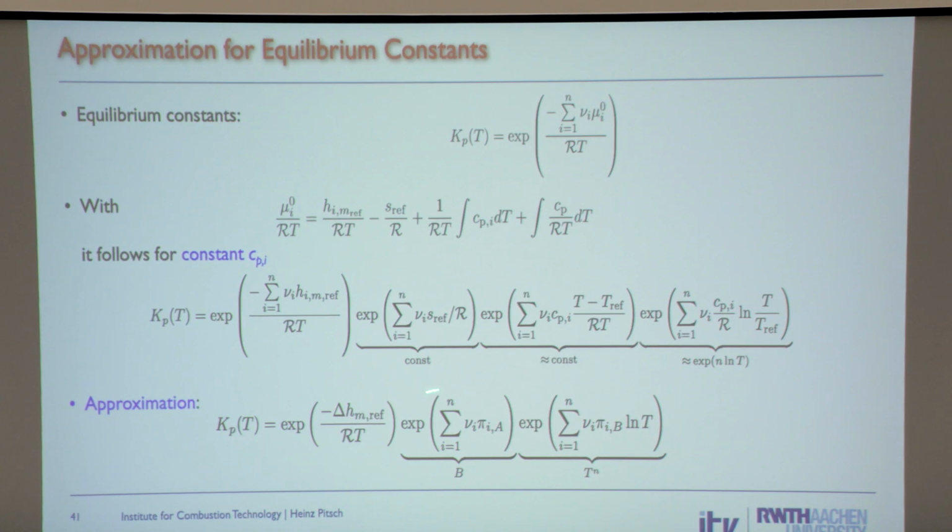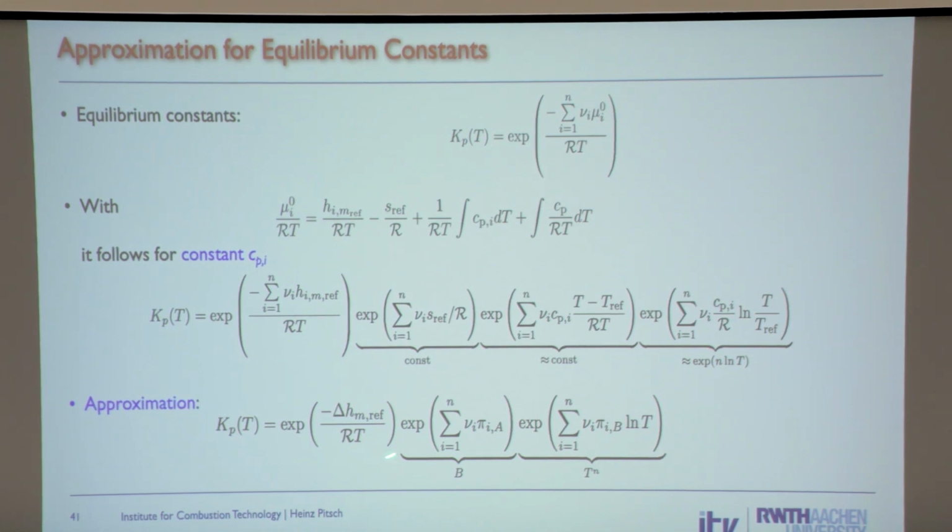And so this is how I write this. These are two constant terms. I combine these and call the constant, for each species, pi a. And then here also, this is a constant, and I call this constant pi b, okay? And then I can write this here as just a constant b, and this here, as we said, I can write in the form of T to the nth power.